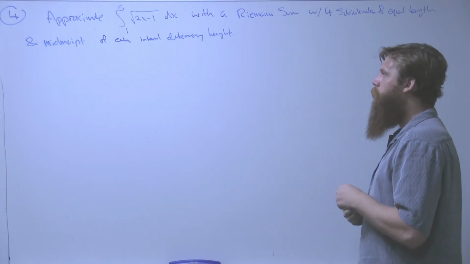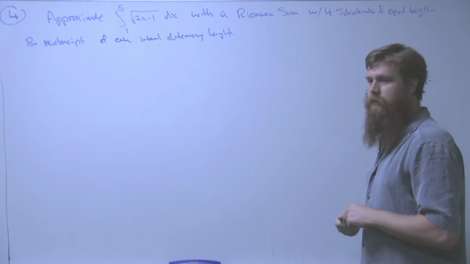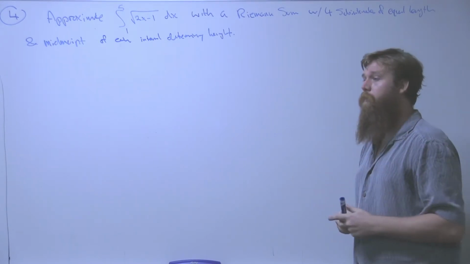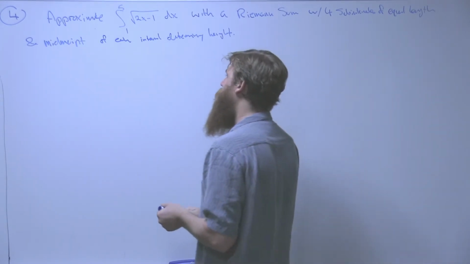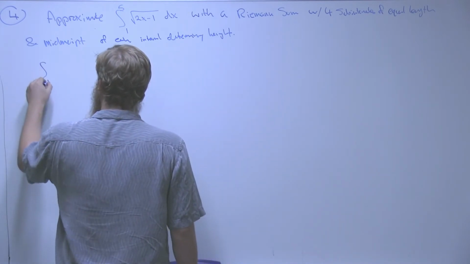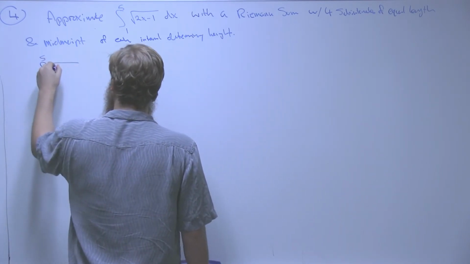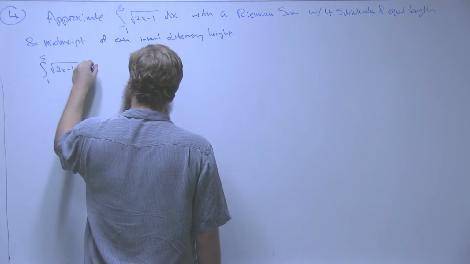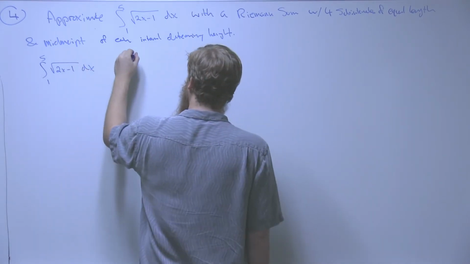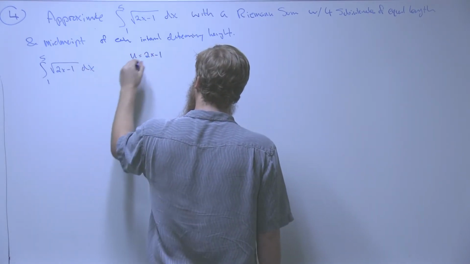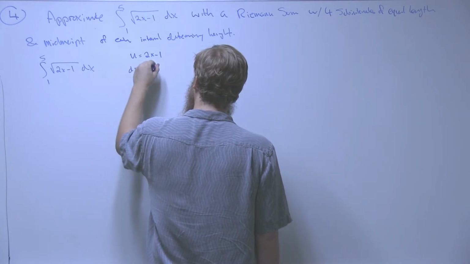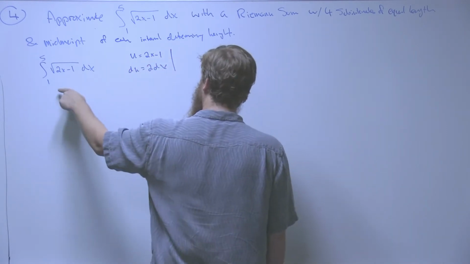The easier of those 2 tasks is to compute the integral directly, so let's go ahead and do that. We'll store it and then we'll compare it to the result we get when we use the Riemann sums. The integral from 1 to 5, square root of 2x minus 1 dx is a simple u substitution. We'll let u equal 2x minus 1 so that du is 2 dx. Our limits are going to change.